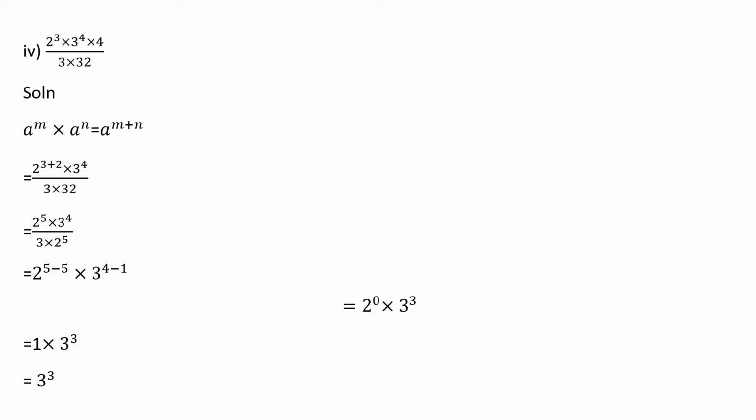So here, 2 power 3 into 3 power 4 into 4 divided by 3 into 32. So 32 they have not written in powers. So what do you want to do? You want to make this 32 in power. What method will you follow? Prime factorization method. Do it for 32 and write down the 32 in the form of powers.